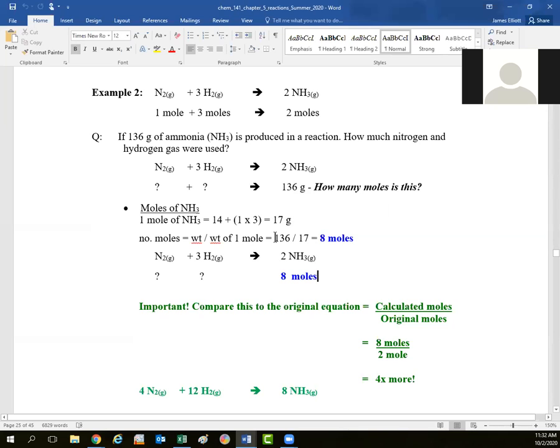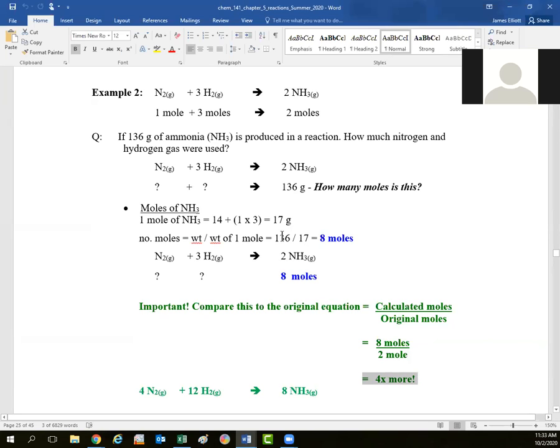For the number of moles, we take the total mass divided by the mass of 1 mole, that comes to 8. Now compared to the original product quantity, 2 moles, the 8 moles that we have is 4 times more. So we've calculated that the 136 grams is 8 moles. The equation normally produces just 2 moles. And so we can see we've got a multiplier of 4 times.